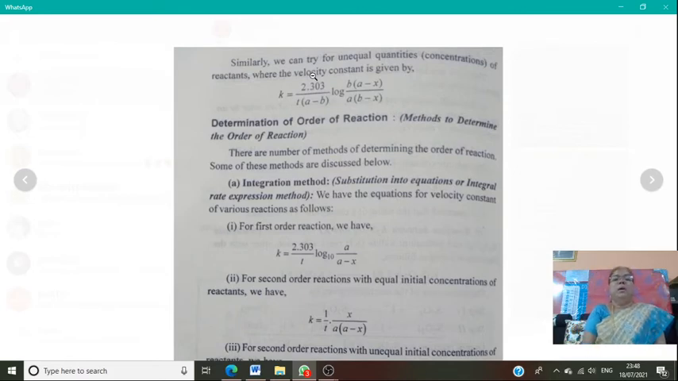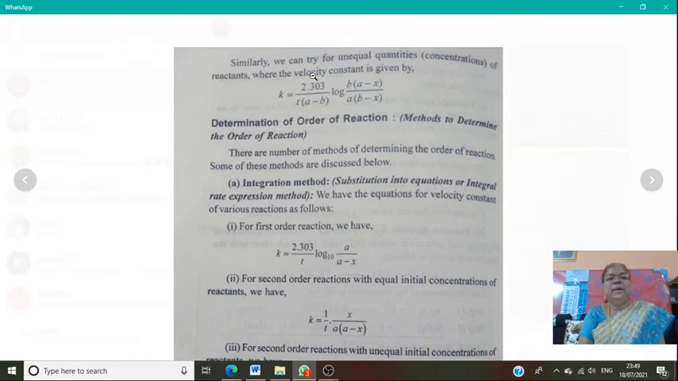And the velocity constant K of the second order reaction, where initial concentrations are different, is given by the expression K = 2.303 divided by t(a − b) into log to the base 10 of b(a − x) upon a(b − x).